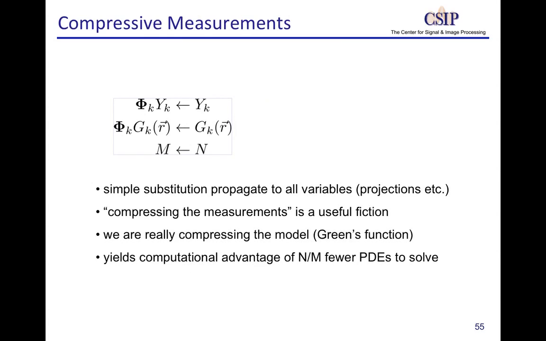And as before, this also extends very naturally to compressive measurements. So simply by substituting phi k y k for the standard y k, and likewise for the Green's function, then we're able to achieve this type of compressive approach that works well. And it can speed up and yield a computational advantage of n over m times fewer PDEs that we have to solve.